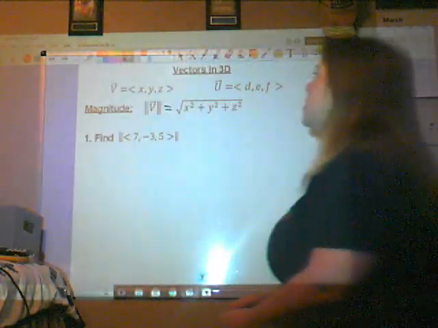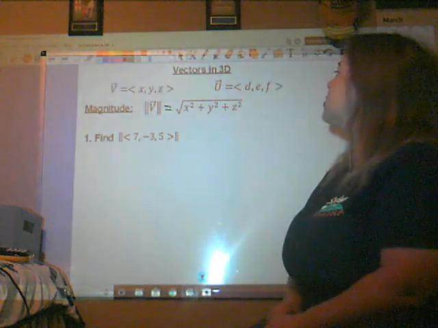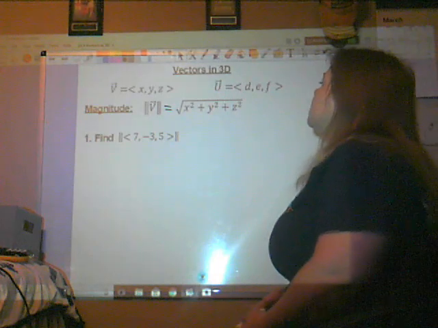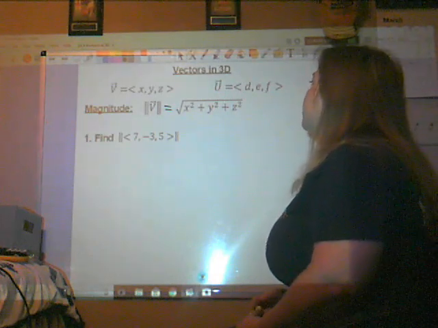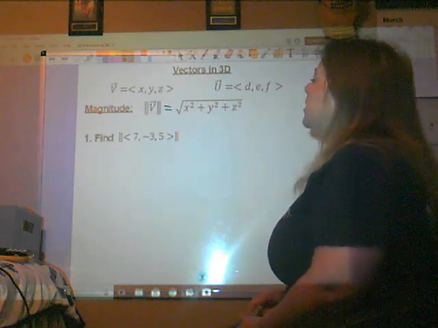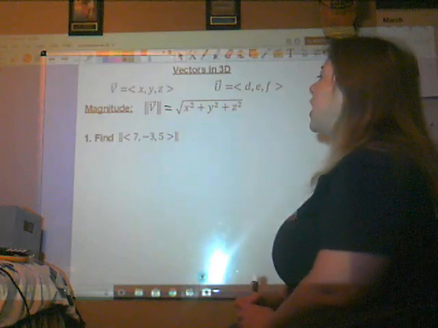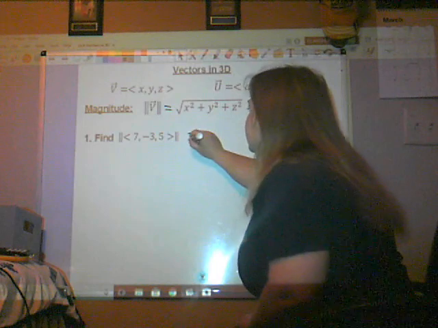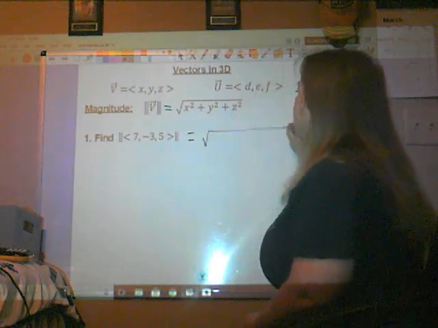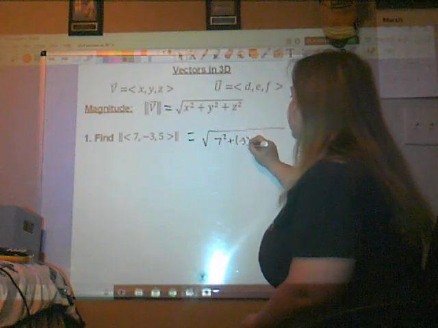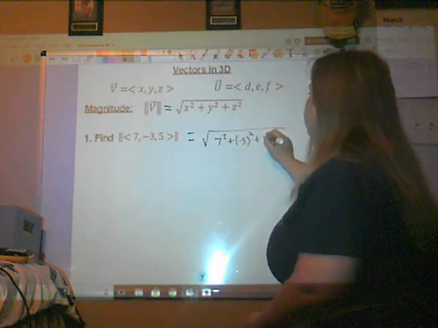Okay, so the first thing we want to look at is magnitude. So we have magnitude equals the square root of x squared plus y squared plus z squared. So let's say I have a vector, and my vector is 7, negative 3, 5. We're going to do it exactly the same way we did before. We're going to do square root of 7 squared plus negative 3 squared plus 5 squared.